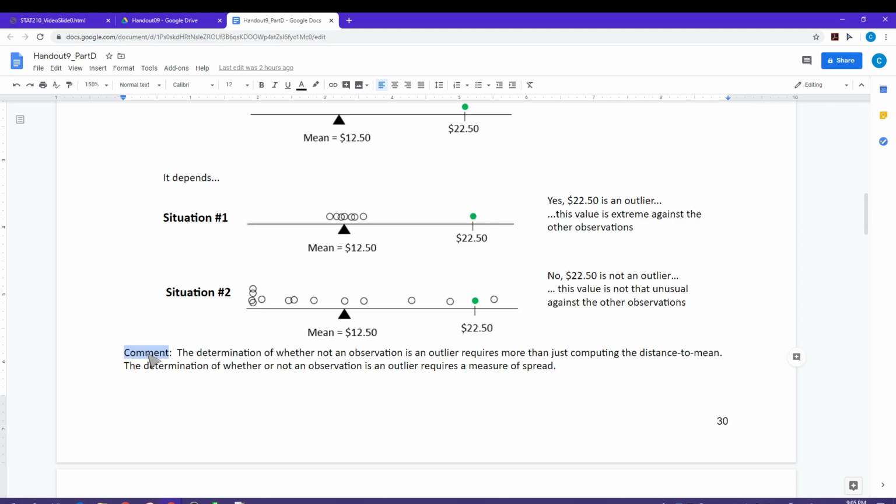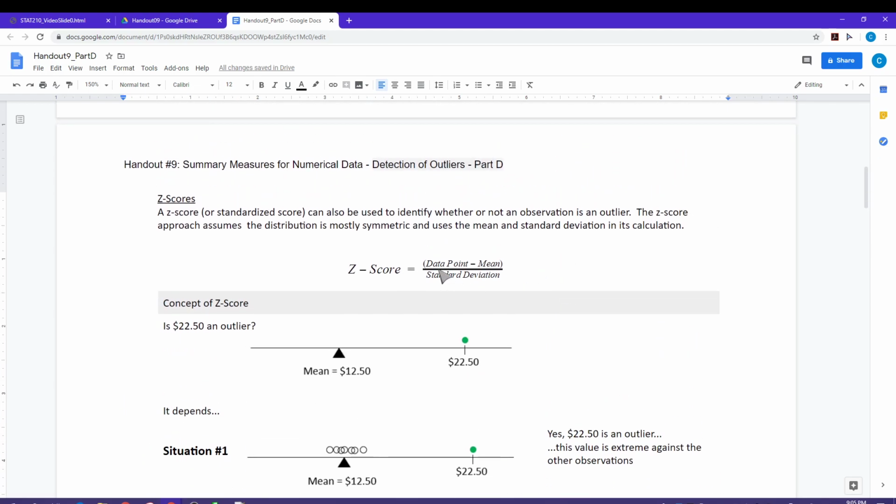So the determination of being an outlier, you have to worry more about, or excuse me, this observation is $10 above the mean, but you also need to worry about the standard deviation of the data, not just that distance away from the mean. And that's what the z-score uses. So the z-score, again, is looking at the distance away from the mean, but it's relative to the standard deviation.